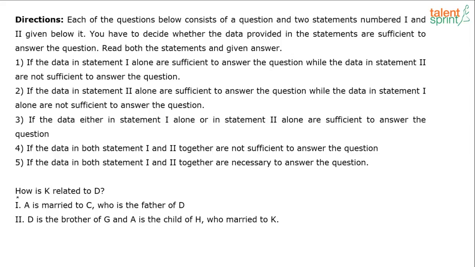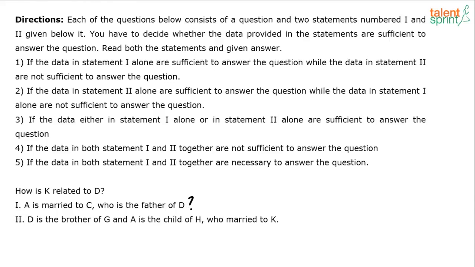Here's the question. How is K related to D? Blood relations. How is K related to D? Statement 1. A is married to C, who is the father of D. How will this be sufficient? Somebody tell me. There is no mention of K at all. A is married to C, who is the father of D.